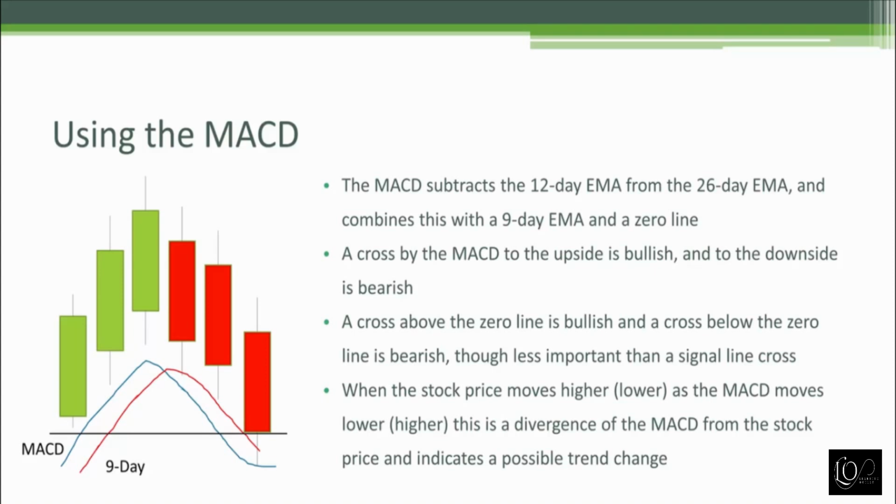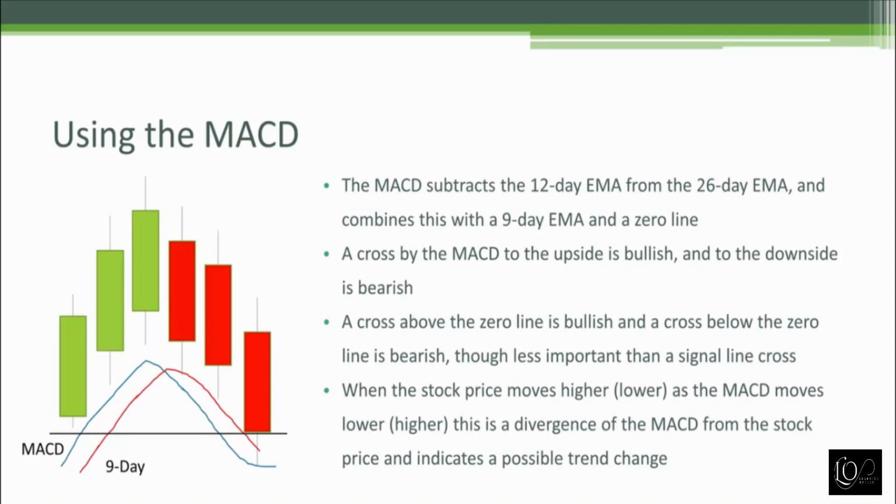When the stock price moves higher as the MACD moves lower, we have a divergence. And this is a negative divergence. When the stock price is moving lower and the MACD is moving higher, then we have a positive divergence. A negative divergence tells us that the stock may cease to move higher and either turn down or move into a consolidation pattern. And a positive divergence tells us that the stock may cease to move lower and move into a consolidation pattern or possibly move higher.